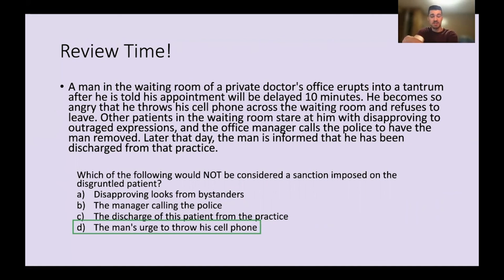C, the discharge of this patient from the practice, that would also be considered a sanction because that is a direct result of his behavior in the office. So he broke that norm, and the sanction, the punishment, is that he's being discharged from the practice. So the only one that's not considered a sanction is D, the man's urge to throw his cell phone. That's not a sanction, that's actually the action that was performed that would warrant those sanctions. So definitely make sure you know the difference between those two.